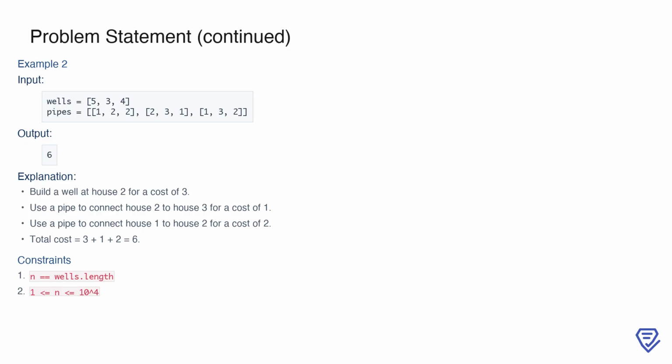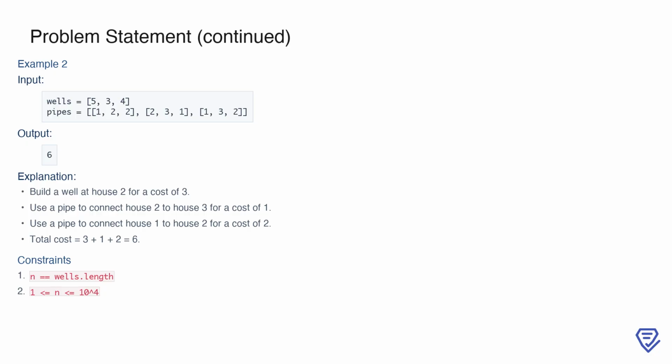Suppose the input consists of wells equals [5, 3, 4], and pipes equals [[1, 2, 2], [2, 3, 1], [1, 3, 2]]. Here, building a well at house 1 costs 5, at house 2 costs 3, and at house 3 costs 4. There are three possible pipe connections: house 1 to house 2 costs 2, house 2 to house 3 costs 1, and house 1 to house 3 costs 2.